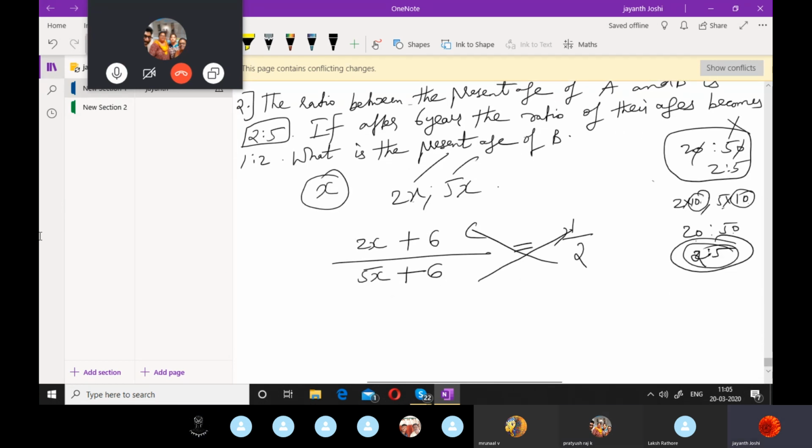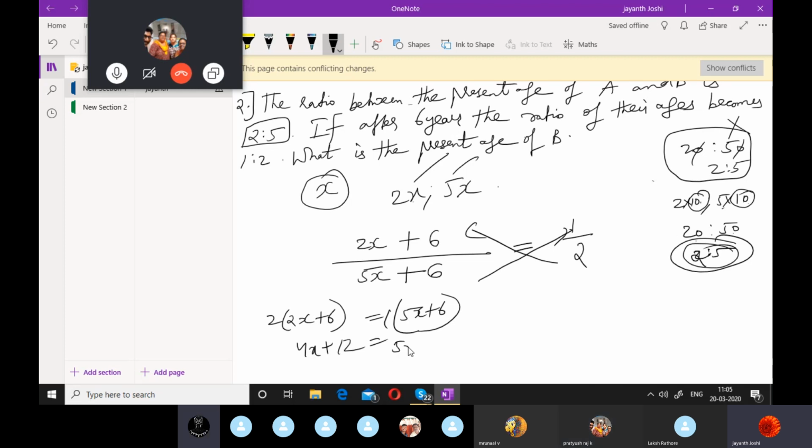I know you know how to solve it. So 2 into 5x plus 6 into 1. 1 is already here. So 2x plus 6, twos are 12. 5x plus 6. Now I bring x terms here and constant terms there. So 12 minus 6 is equal to 5x minus 4x. So x is equal to 6.